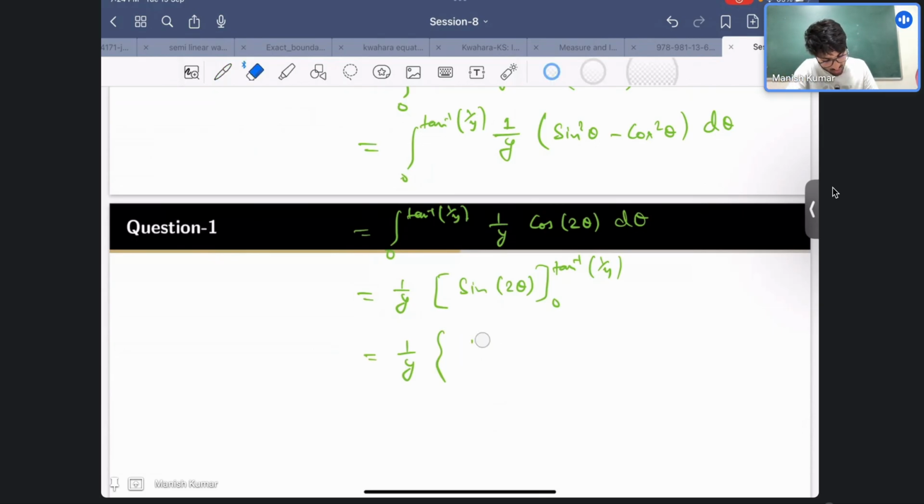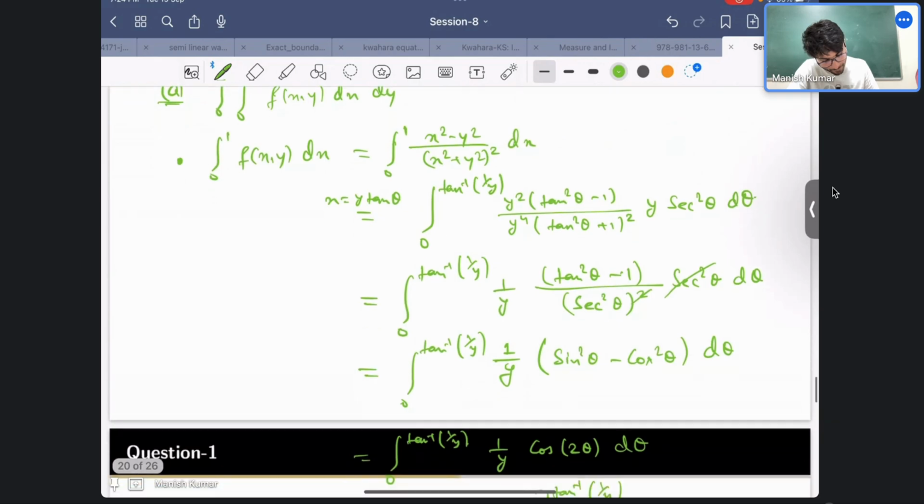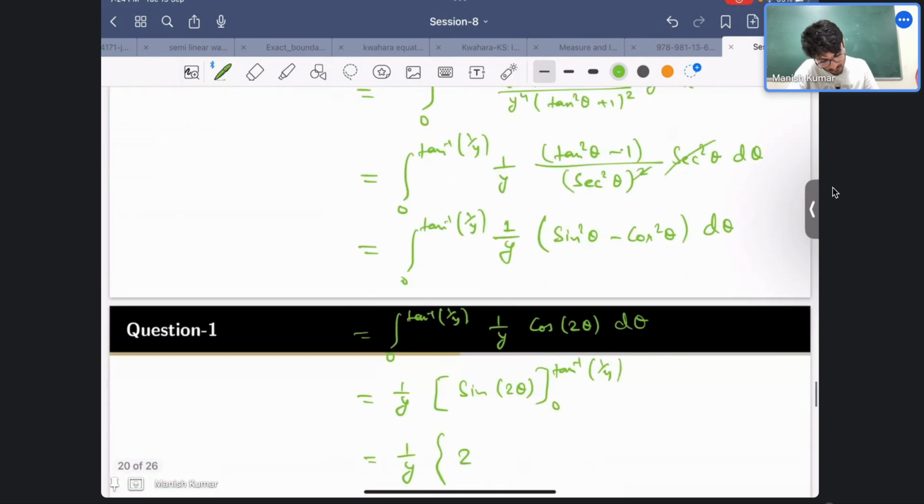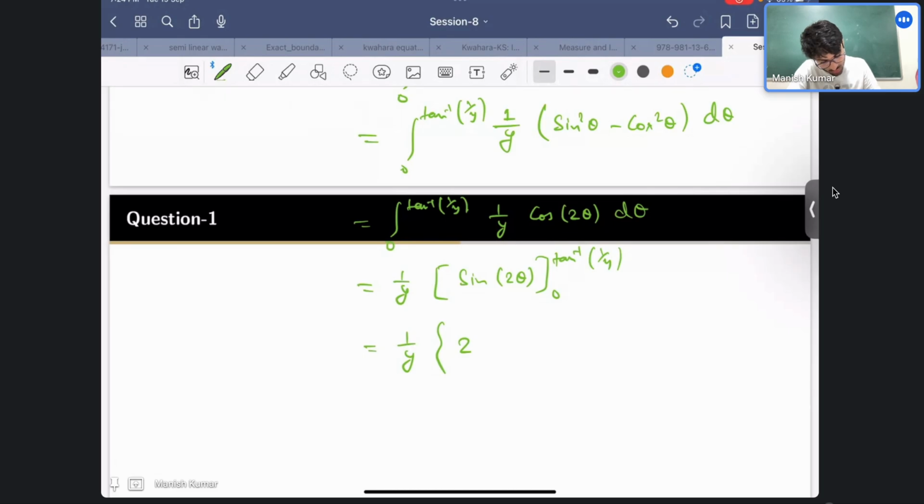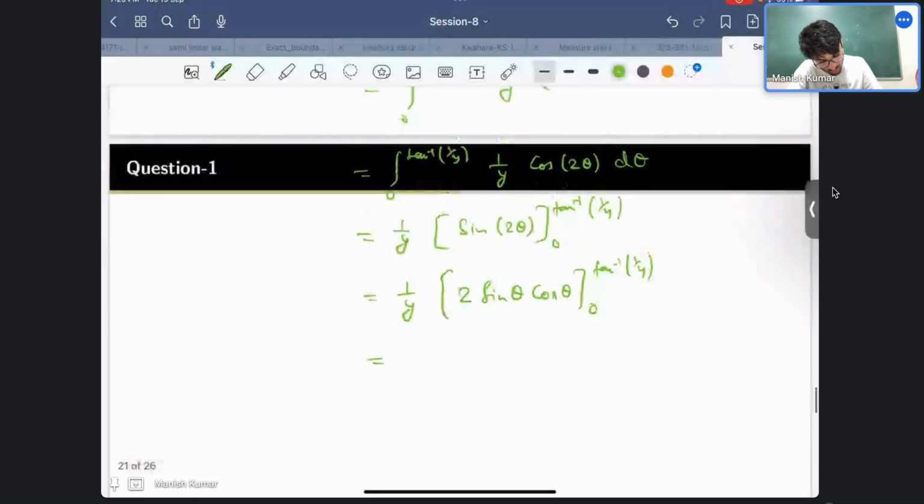So sine 2 theta, you know this is 2 sine theta cos theta, and these are the limits 0 to tan inverse 1 by y. So this is 2 by y now. I think here it should be 2, right? So when we integrate, so now I want to convert sine into tan theta.